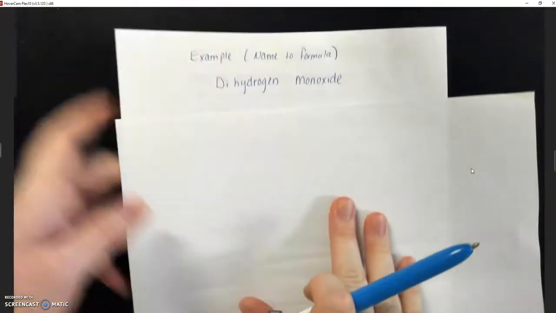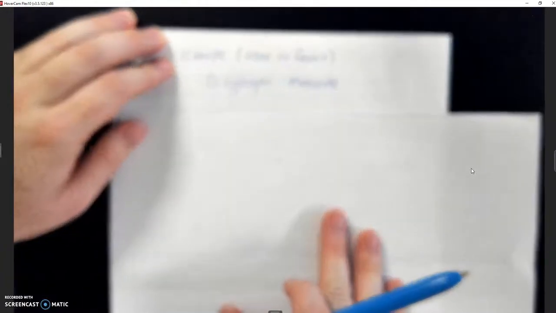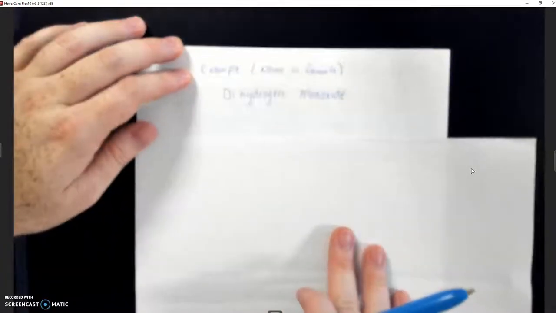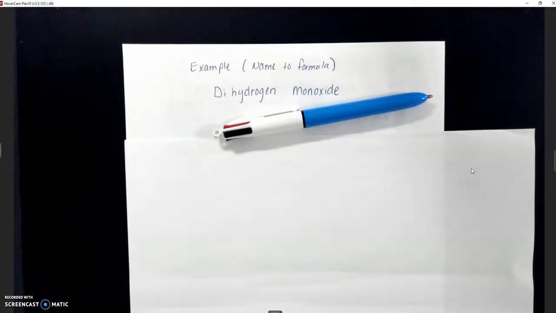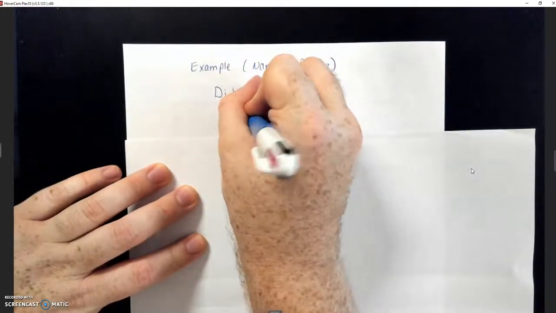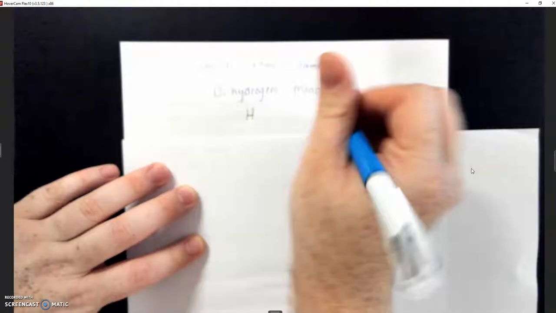Let's go over an example where we go from the name to the formula. Dihydrogen monoxide. See if you can pause the video and try figuring this one out on your own. Alright, let's go ahead and figure it out together. I always like to start off by writing down the elements that I know are present. And I know that there is a hydrogen present, voila, and I know there's an oxygen present because oxide.